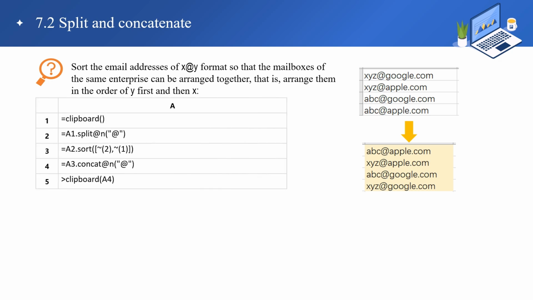We still use the clipboard. First copy this column of data in Excel, and then switch to Spreadsheet to write code. Execute the code, then switch back to Excel and paste it in that column with Ctrl V. It has been arranged as we want.